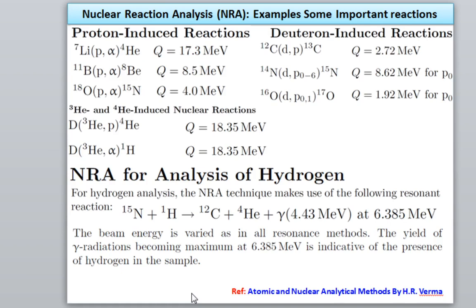These are a few nuclear reactions which I have written as examples. These are proton induced reactions. If you see, a proton is falling on a lithium target and giving rise to an alpha particle and a residual nucleus helium, with Q equal to 17.3 MeV, which means this is an exothermic nuclear reaction. Similarly, a proton is falling on boron, giving alpha and beryllium. A proton is falling on oxygen, giving alpha and nitrogen. This is a deuteron induced reaction. These are helium-3 and helium-4, and one can detect hydrogen also in your sample by using these reactions with the NRA technique.